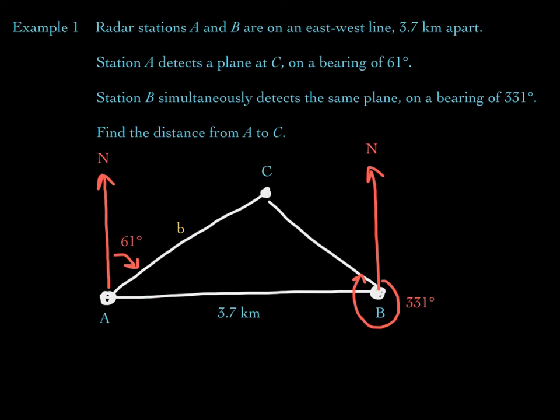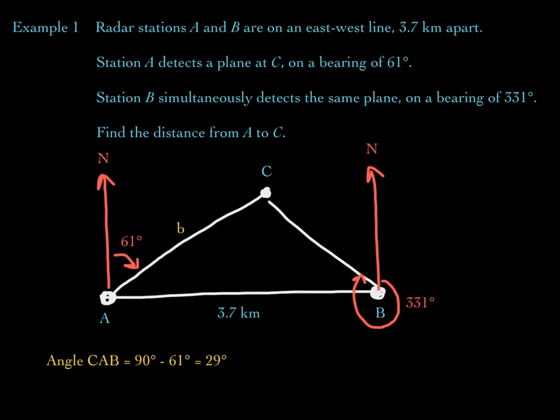The first thing I want to highlight is that a line drawn due north is going to be perpendicular to an east-west line. This is an east-west line. That's what they told us. And due north would be perpendicular to east-west, right? So because these two sides here are perpendicular, this is a 90-degree angle. So this angle in here must be the complement of 61 degrees.